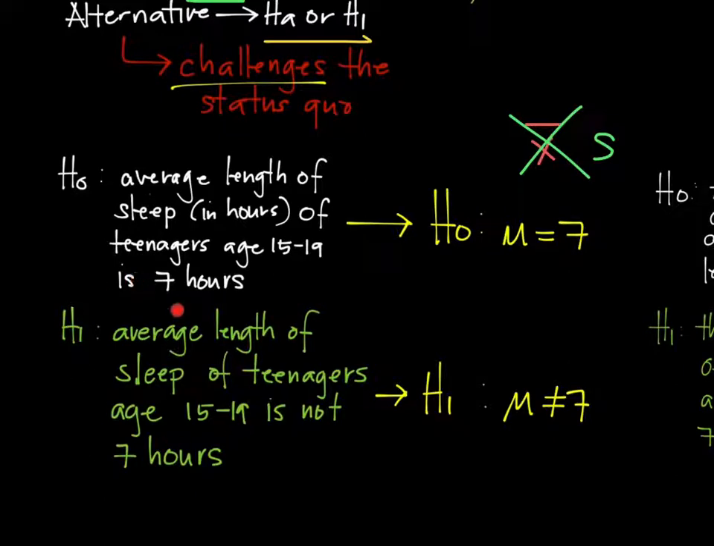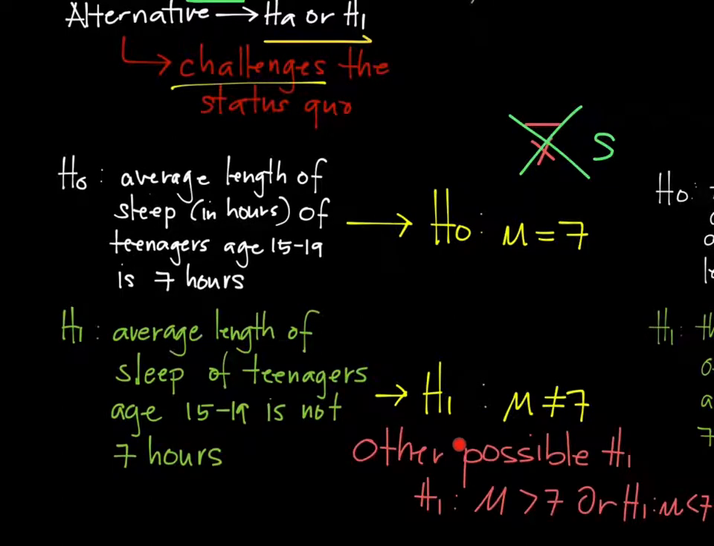Now, in my first example, I showed an H1 that is not equal to 7 hours. Now, you can still have an H0 saying 7 hours, but you could challenge this and say that it could be greater than 7 or it could be less than 7. So a mu equal to 7 null hypothesis can have 3 possible alternative hypotheses. Now that will depend on your objective. Are you trying to show that it's no longer 7? Are you trying to show that it is greater than 7? Or are you trying to show that it is less than 7? It will depend.